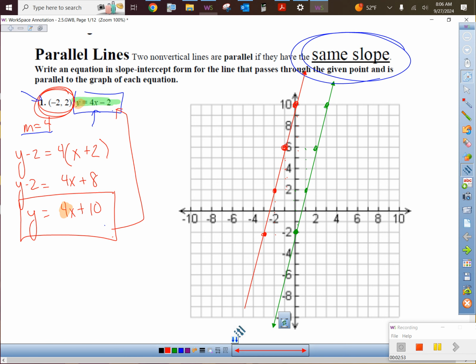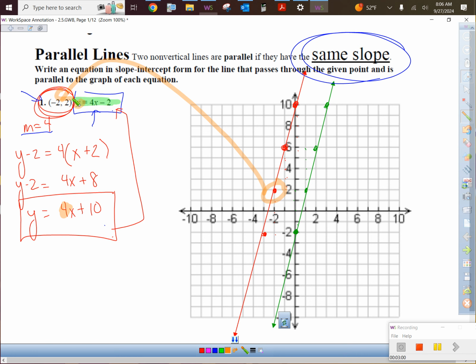And those dudes are parallel to each other. They never, ever, ever intersect. Hey, magic question, did I go through the point that they wanted me to go through? Did I go through -2, 2? So I could draw an infinite amount of lines parallel to the green one that they gave me. All they have to have is a slope of 4. Any line with a slope of 4 is going to be parallel to the green line that I did.